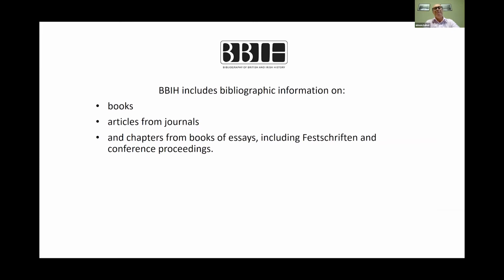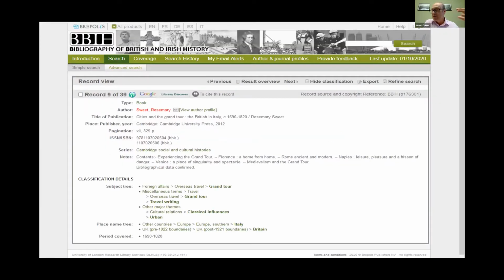So, BBIH includes books, journal articles, and articles within books. And this is an example of a book with the bibliographical information at the top of the screen and the subject information at the bottom of the screen.